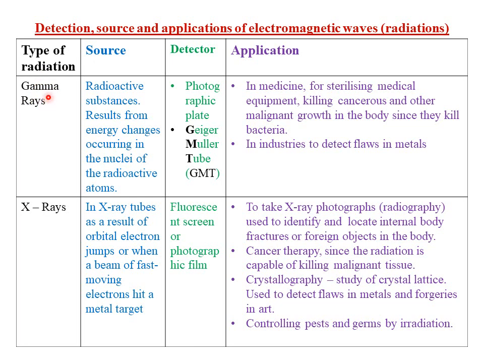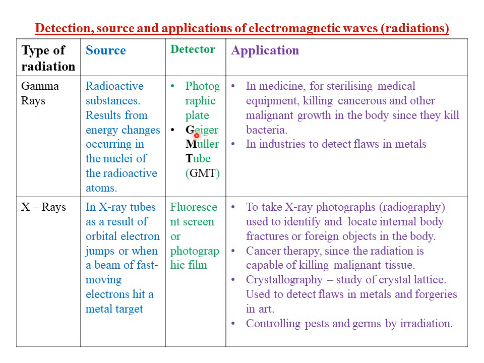So the gamma rays, the source, that is where you obtain the gamma rays. They are obtained from radioactive substances. That is, they result from the energy changes occurring in the nuclei of the radioactive atoms. So remember, we shall discuss more about radioactive substances in the second last topic of Form 4, which is called radioactivity. So detectors of the gamma rays: they are detected by photographic plate.